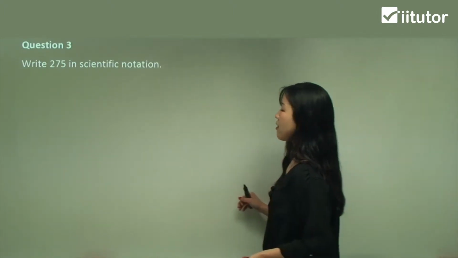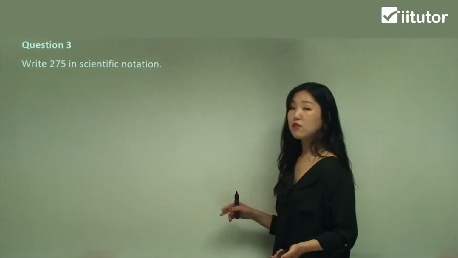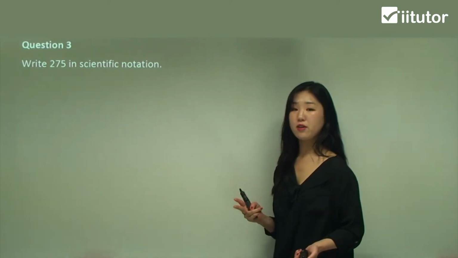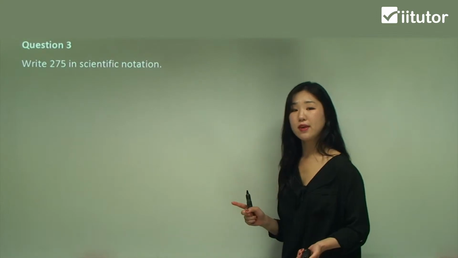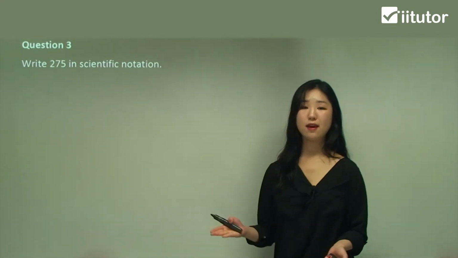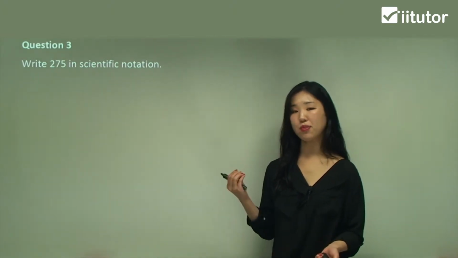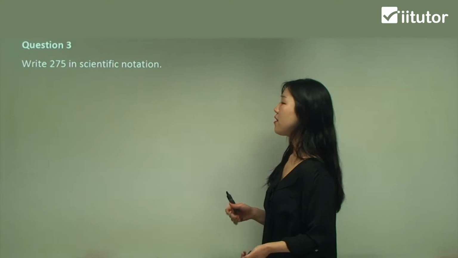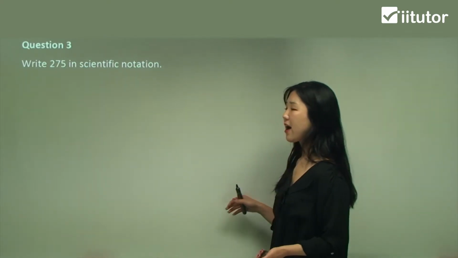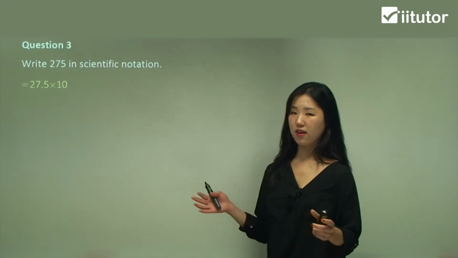Question 3. Write 275 in scientific notation. Now remember the two main conditions of scientific notation form. The first thing is that the number in front, the a, must be in between 1 and 10, and the power, 10 to the power of something, that something must be an integer. So first of all, 275, I can write 275 like this, can't I? I've just kind of expanded it out.